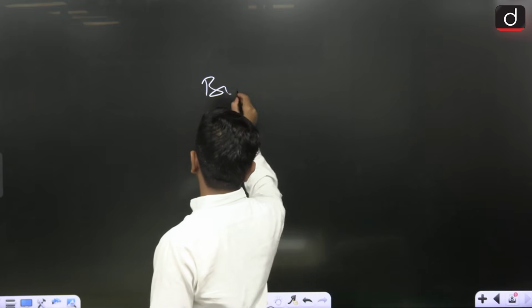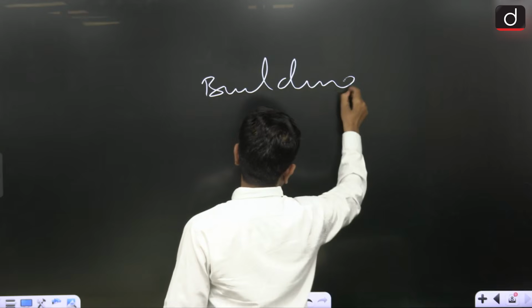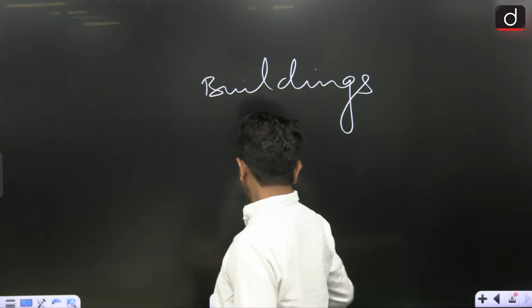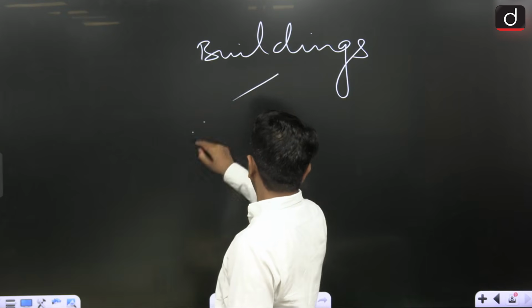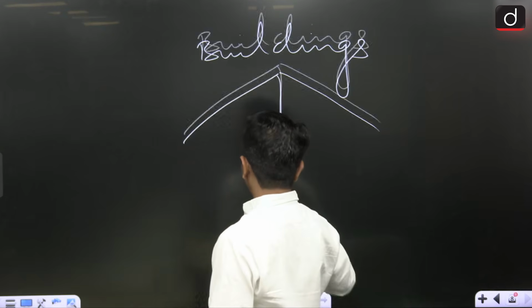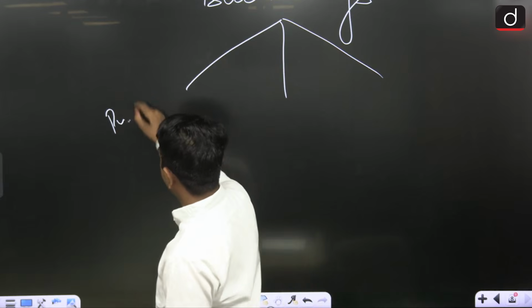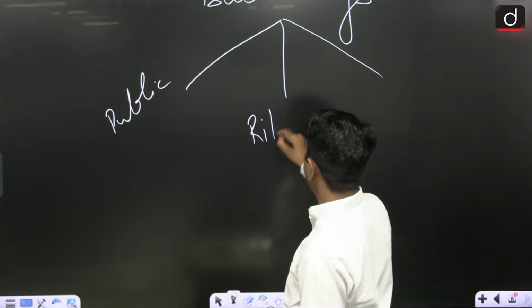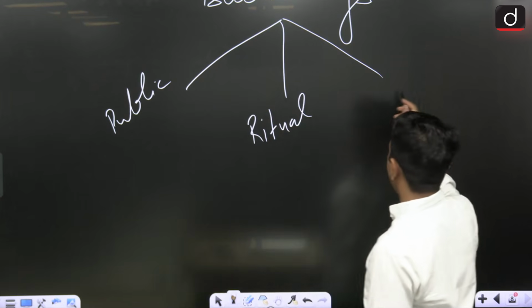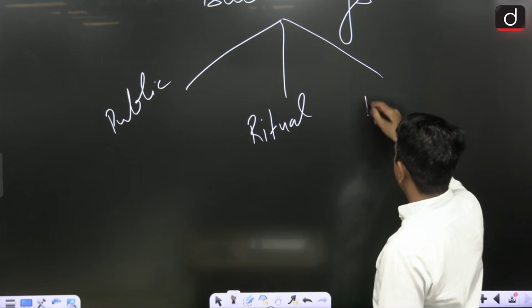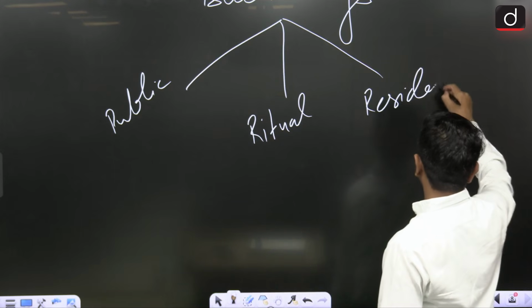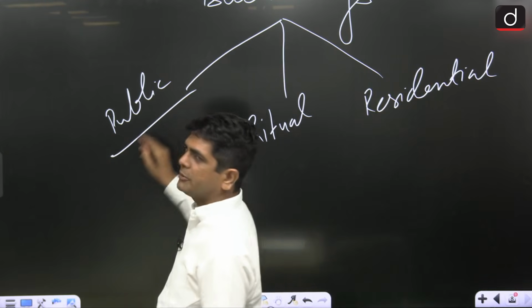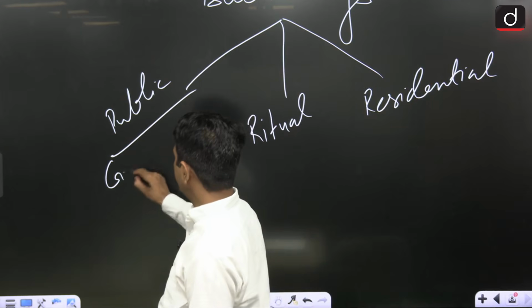Next is about the buildings. In Harappan towns, we have three types of buildings. Number one is the public building. Then we have the ritual building, and then we also have the residential building. An example of a public building is the granary.